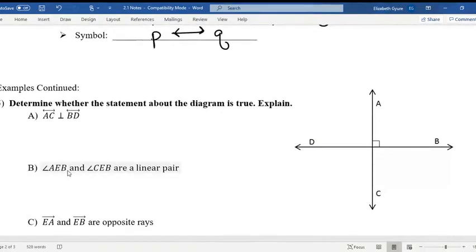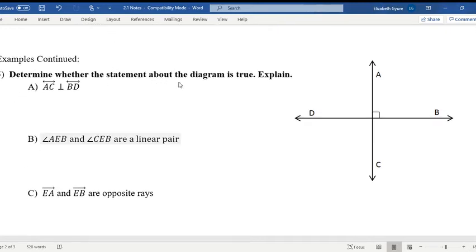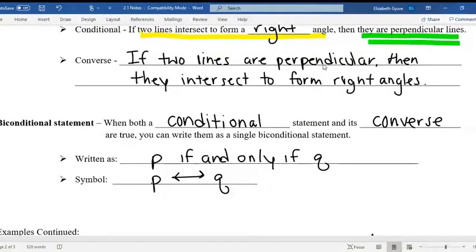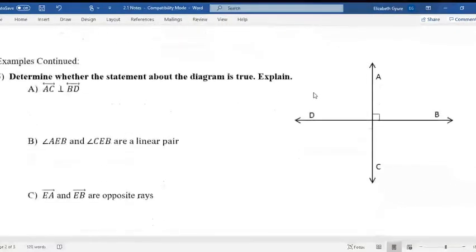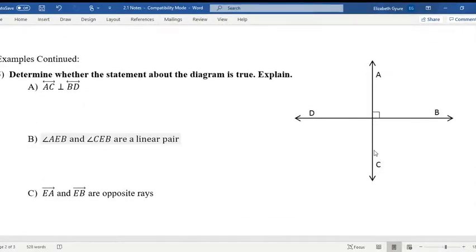So just going to take a look at a few different examples here, deciding if things are true or false, right, based on some of the definitions we've learned. Determine whether the statement about the diagram is true and explain. This is saying line AC is perpendicular to line BD. Well, if you look up above, we know perpendicular lines are going to intersect to form right angles. And if you take a look at your picture here, we have line AC intersecting with line BD, and I see a right angle box here. So that means these lines are intersecting to form right angles, therefore they are perpendicular.